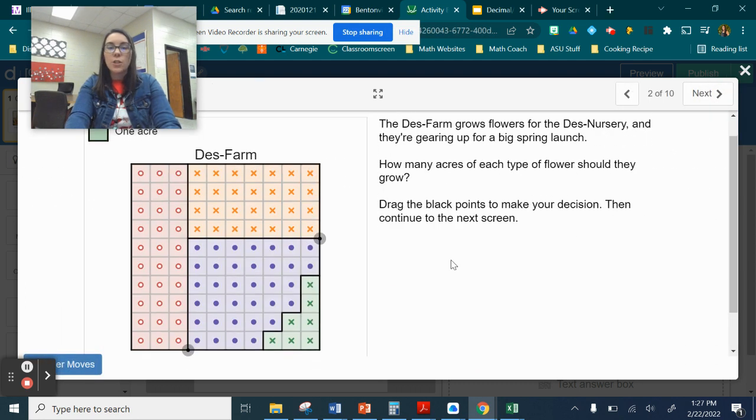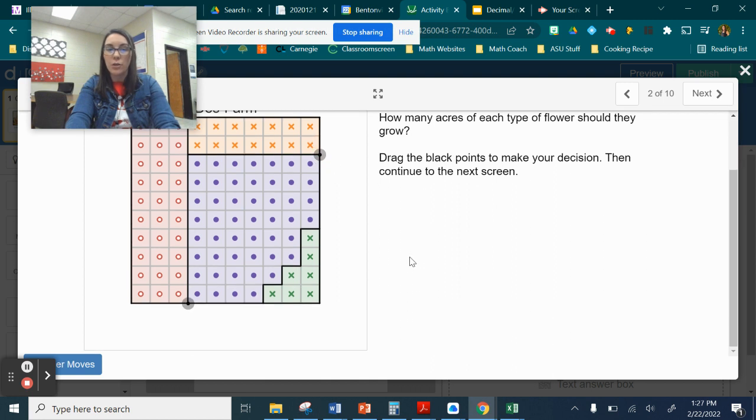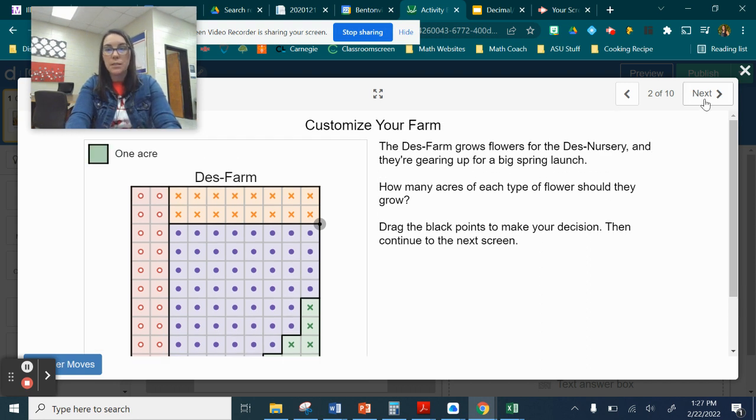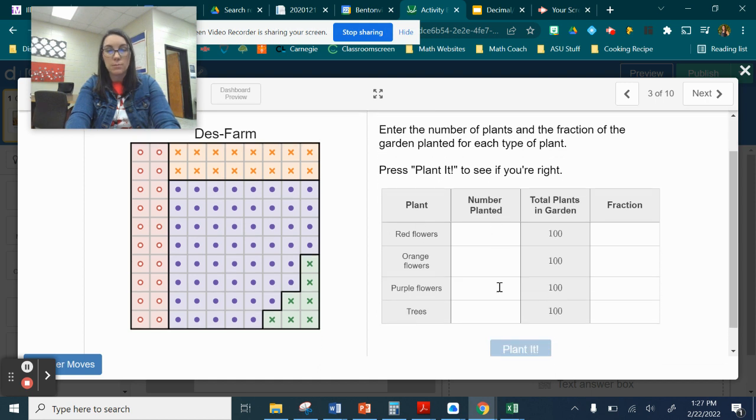Okay, so this first slide is for you to customize your farm. So you are going to move. If you want more purple, make it more purple. You have to have a little of every color though. If you want more red, get more red. So those are the 2 things you can move to set up your farm. After you do that, then it's going to ask you to write the number planted in the total.